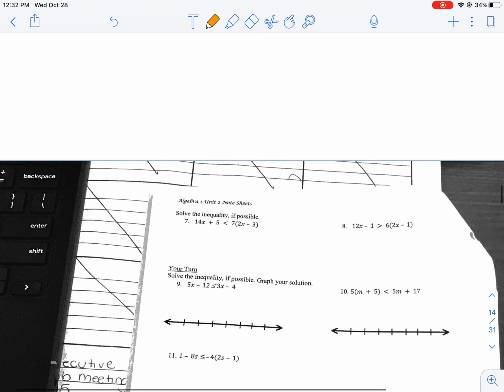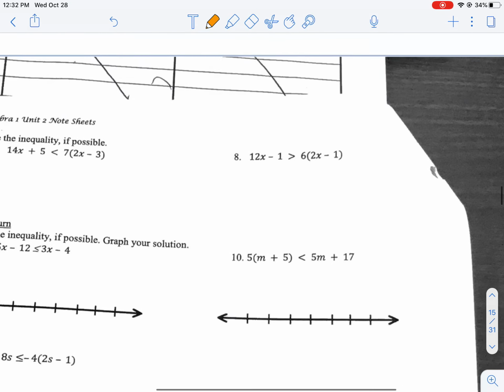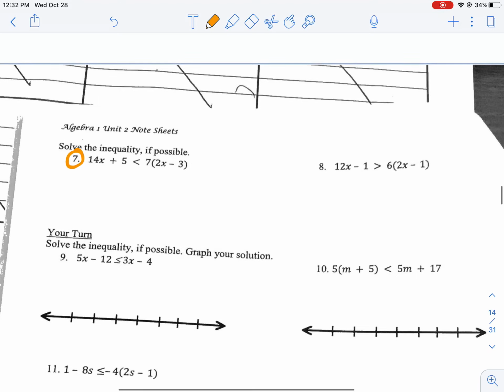Let's try, I guess I have an exit ticket in there. Let's actually flip to the next page, page 13, because there's a lot of good examples on here. So let's look at number 7 if we can. And this is a distributive property question. So the first thing we're going to see is that we're going to distribute here.